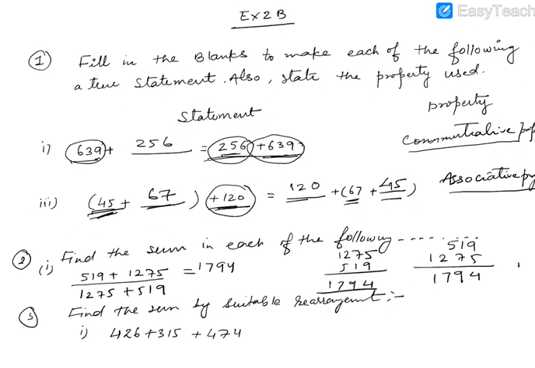In both cases you can see that the answer remains the same, and there are two whole numbers and we are changing their sequence. Which property? Yes, commutative property. Commutative property.